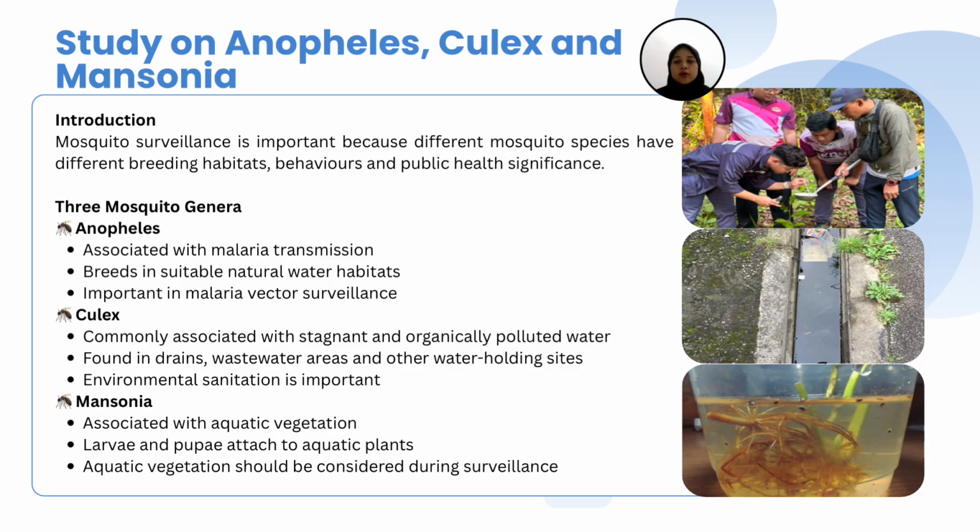Next, I was exposed to a study on three important mosquito genera, namely Anopheles, Culex, and Mansonia. Mosquito surveillance is important because different mosquito species have different breeding habitats, behaviors, and public health significance. Anopheles is particularly important because some species are associated with malaria transmission. Culex mosquitoes are commonly found in stagnant and organically polluted water, while Mansonia mosquitoes are closely associated with aquatic vegetation.